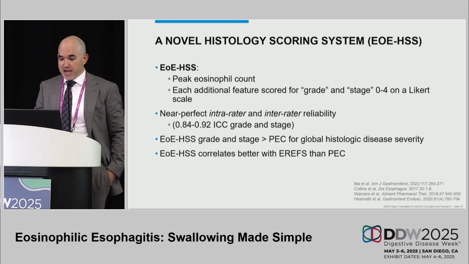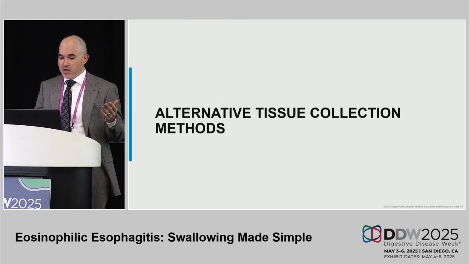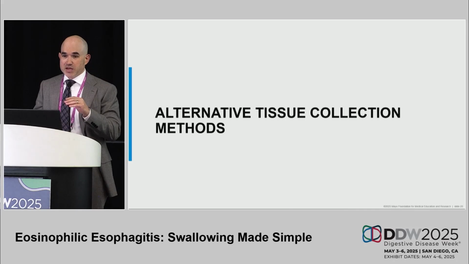So moving on from that, now let's say you've made the diagnosis. Well, what else is coming in terms of diagnosis of EOE? Well, we need to talk a little bit about alternative tissue collection methods, because I think this is something that we get asked about and something that we need to be aware of.